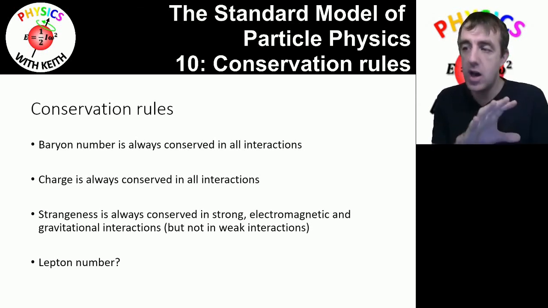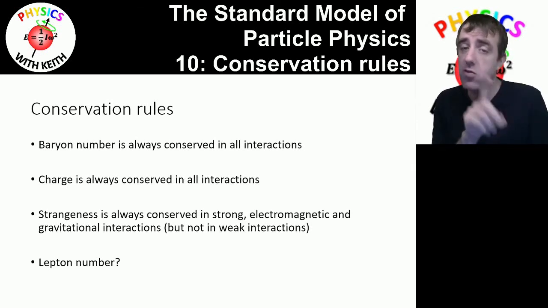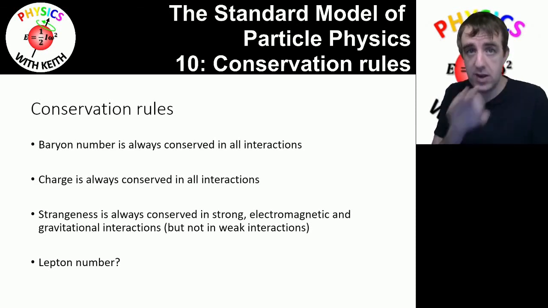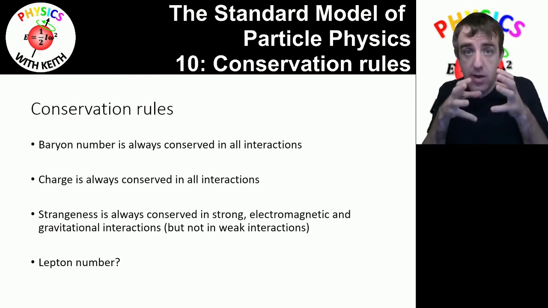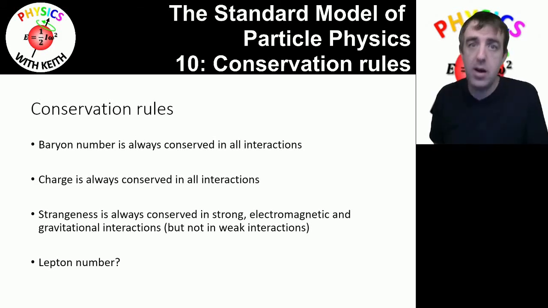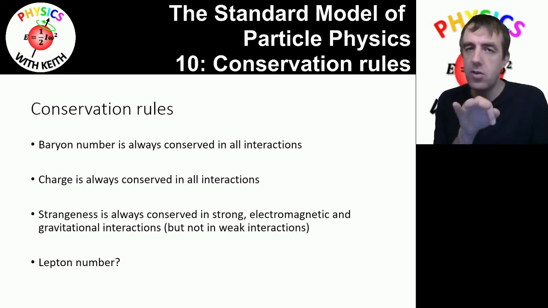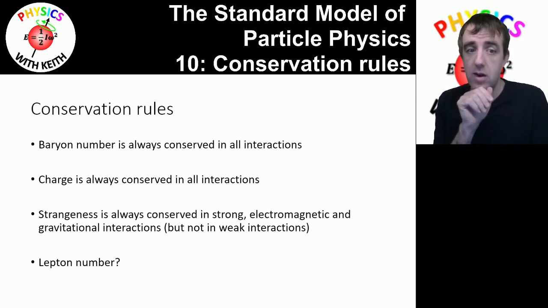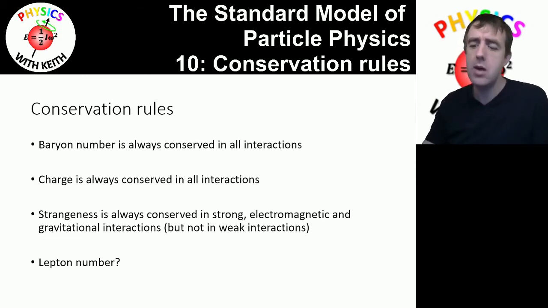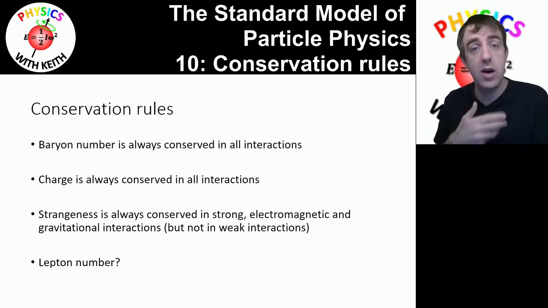Now, baryon number and charge are conserved in all interactions, but strangeness isn't, because the weak interaction can change quarks from one type to another. Remember, the weak interaction is the only one that can change a fundamental particle, an elementary particle. So strangeness is not always conserved. It is conserved in strong interactions, electromagnetic interactions. And I've listed here gravitational interactions, but we really don't know very much about gravitational interactions for particles. Gravity is just too weak. But we know that the strangeness is not conserved in weak interactions, because that's how quarks can decay.